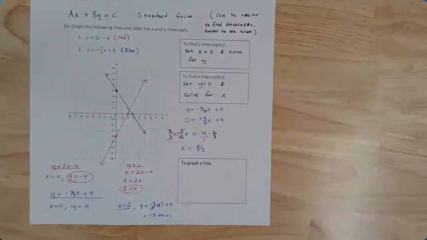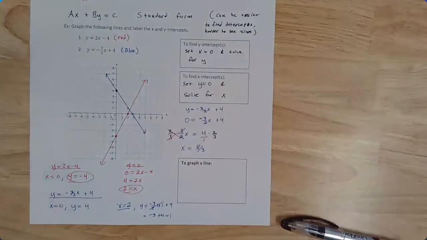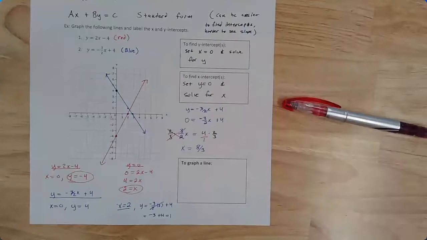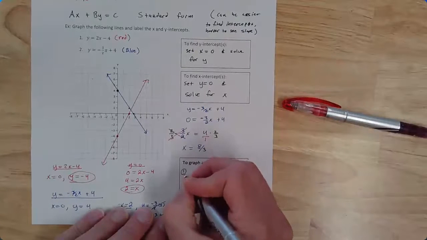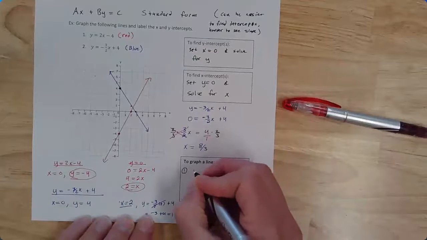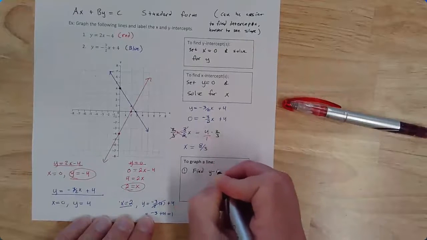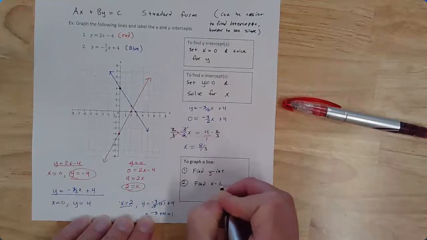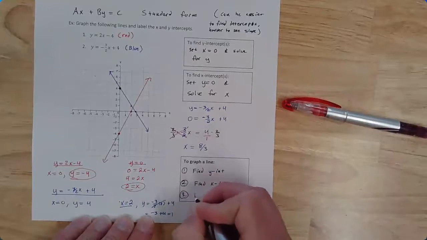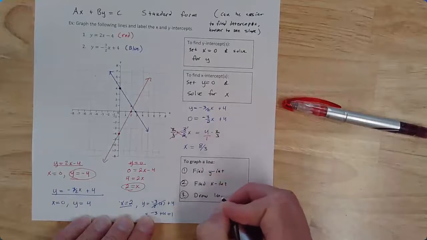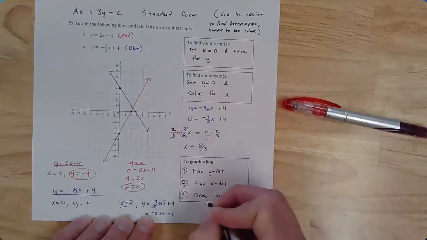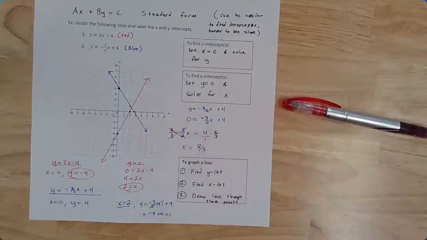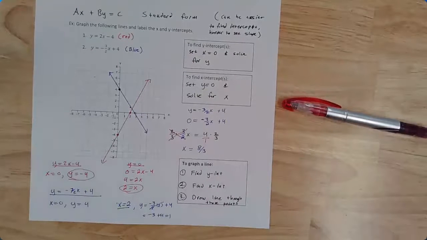Here's my line. So to graph a line, 3 things. Step 1, find your y-intercept. Step 2, find your x-intercept. Step 3, draw the line through those 2 points. That's it. That's how you draw a line. That's how I draw a line anyway.